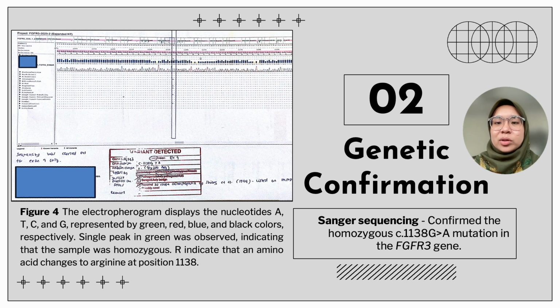To confirm this mutation, the Sanger sequencing method was carried out for exon 9 only. From this report, it can be concluded that the patient carried the homozygous C1138G>A mutation on exon 9 in the FGFR3 gene.